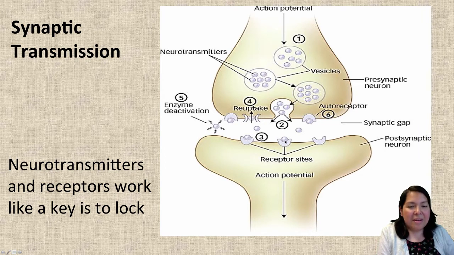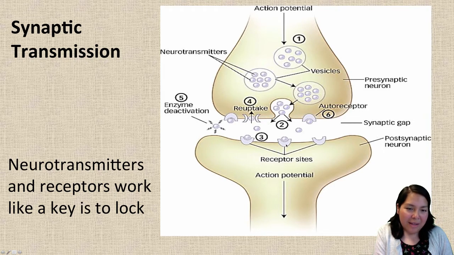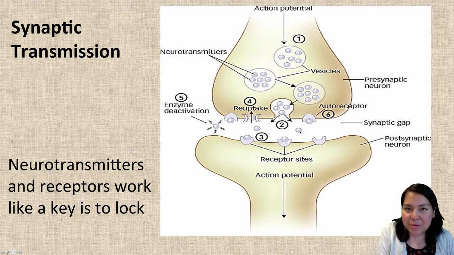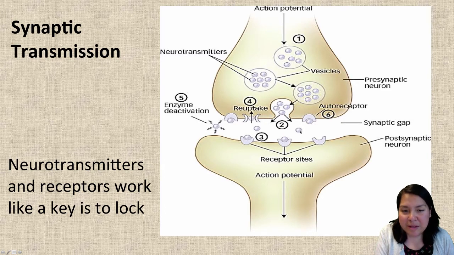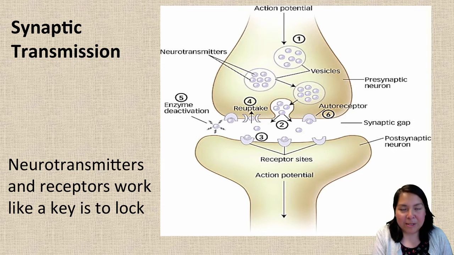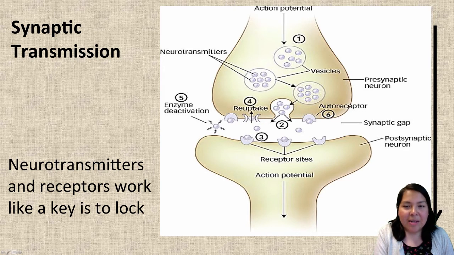One thing to think about with these receptors is that the neurotransmitters and the receptors work like a lock and key, so only certain neurotransmitters fit within certain receptors. For example, with dopamine, only dopamine receptor sites would accept dopamine. They wouldn't accept serotonin, for example. And here again, this is showing an arrow going from the presynaptic neuron down to the postsynaptic neuron.